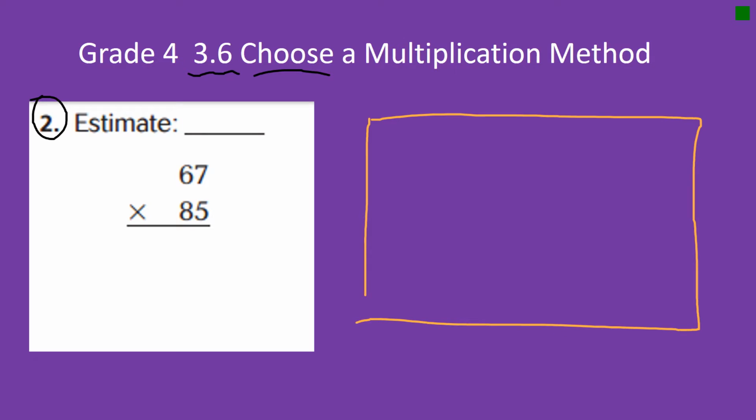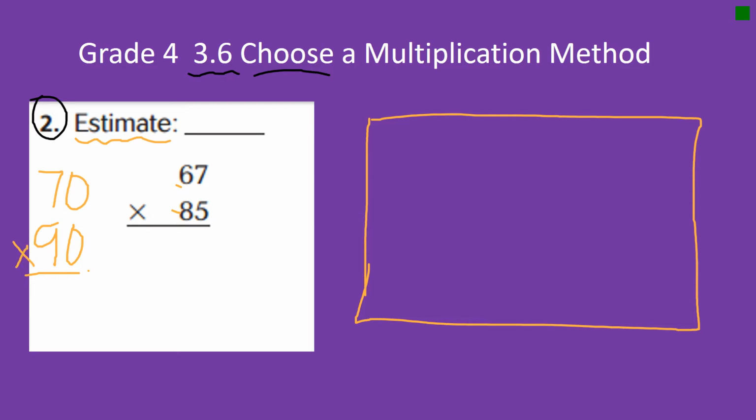We are going to break apart 67 and 85. Ooh, but before we do that, look at this. I almost missed it. It says to estimate first. So let's round 67. That is closer to 70 than 60. And then we're going to round 85. Oh, 5 right in the middle. So that means you go up to the next 10, 90.